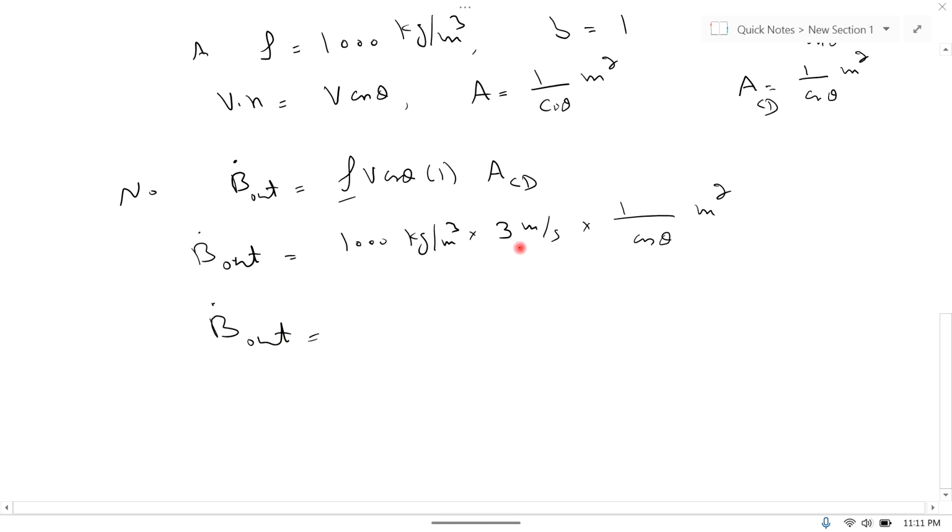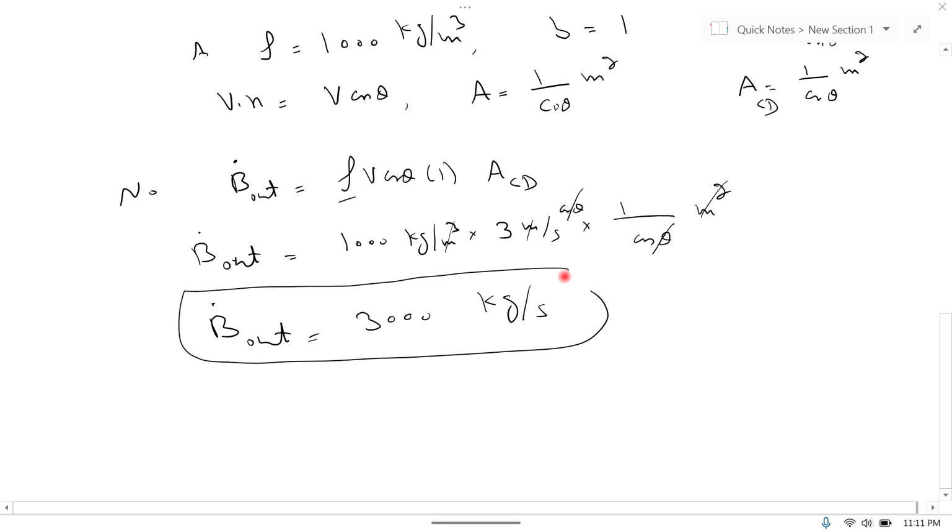So the mass flow rate is equal to 1000 multiplied by cos theta, V 3 meter per second, and 1 over cos theta. The cos theta will be cancelled with cos theta, and this is 3000. The meter cube will be cancelled with meter cube, and the final unit will be kilogram per second. So this is the answer of part A. Mass flow rate is 3000 kilogram per second.